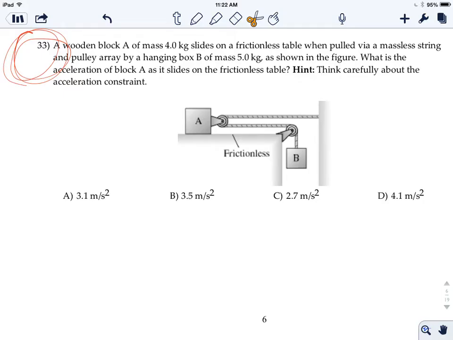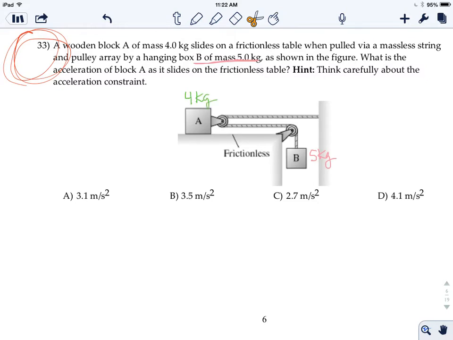So let's apply this to one of your problems. The solution is on your pretest solutions, but I wanted to work it out word-wise with you so you could see. So we have box B. Box B has a mass of 5 kilograms. So let's write that in, 5 kilograms. And box A has a mass of 4 kilograms.